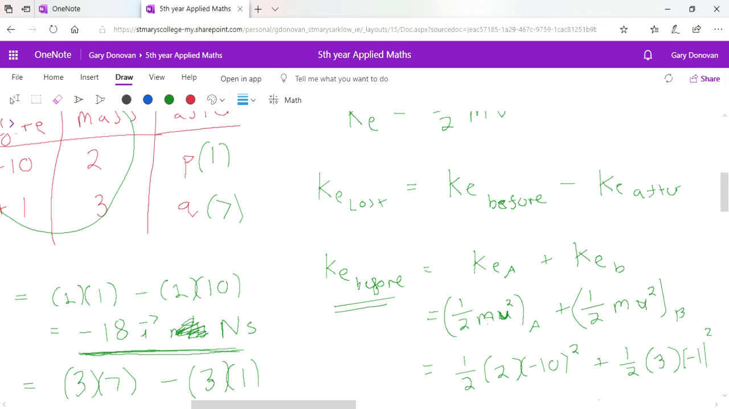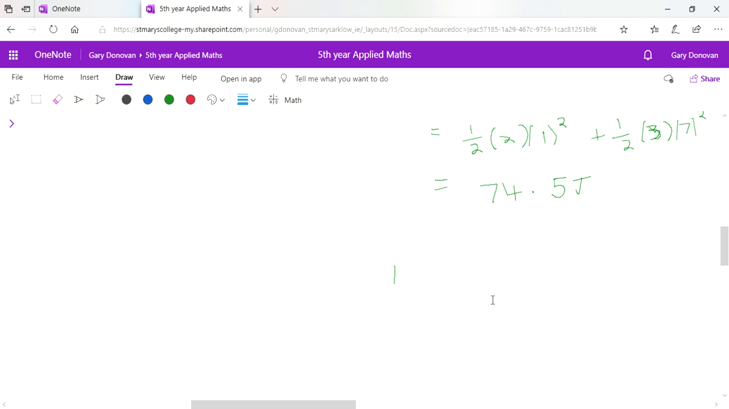So now the kinetic energy loss is before minus after, so it's going to be 101.5 take away 74.5. So the kinetic energy loss is going to be 27 joules.